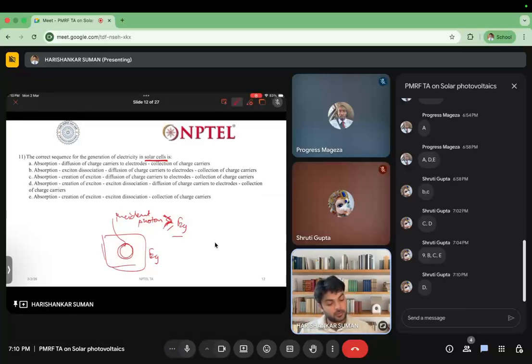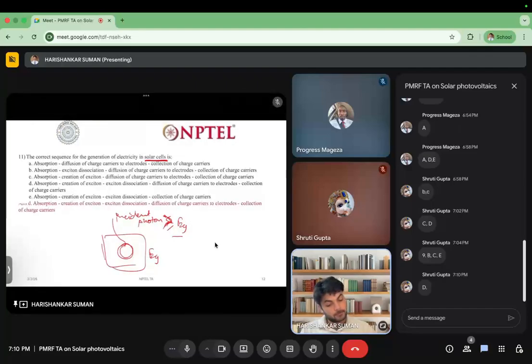These excitons dissociate. Dissociate means the electron-hole pairs go to the respective conduction and valence bands. After dissociation of these excitons, the electron-hole pairs diffuse to the charge carrier electrodes, and then we can collect them by the anode and cathode respectively, via charge carrier collection.